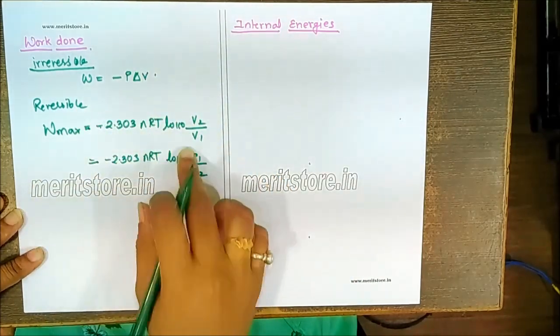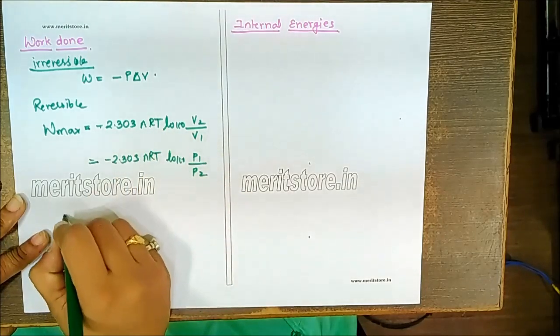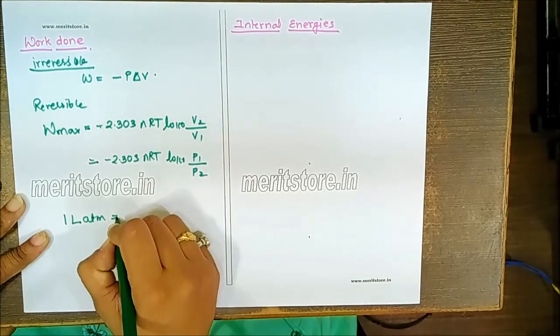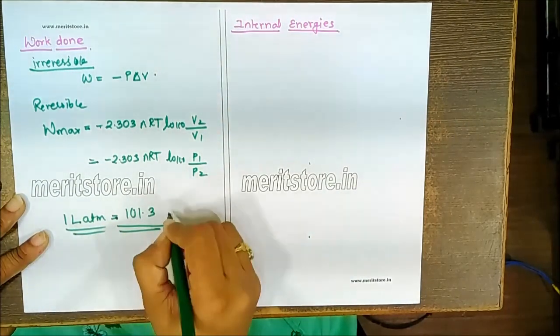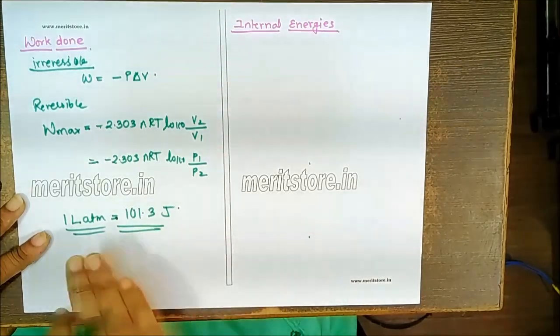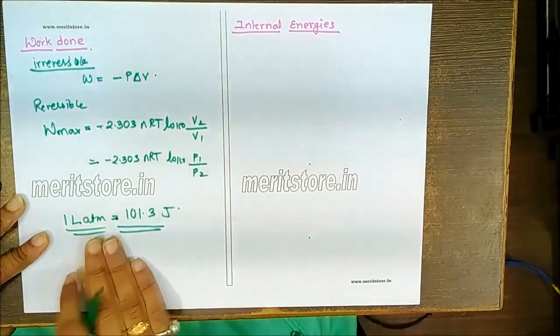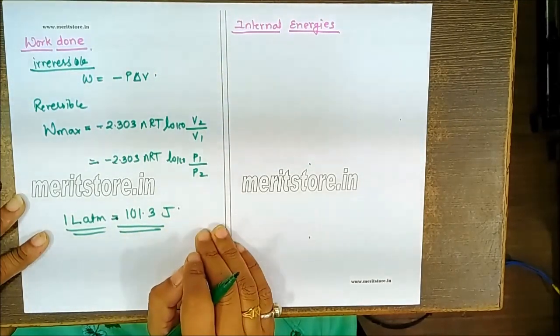Also, while doing all these calculations, you need to remember some conversions, like 1 liter atmosphere is converted into 101.3. This is the conversion term that we can use for converting liter atmosphere into joule. So 1 liter atmosphere equals 101.3 joule.